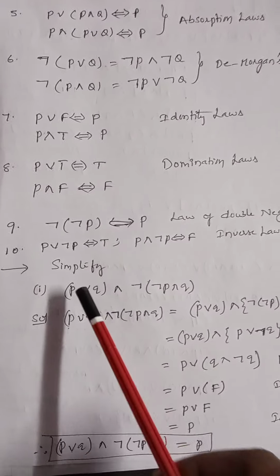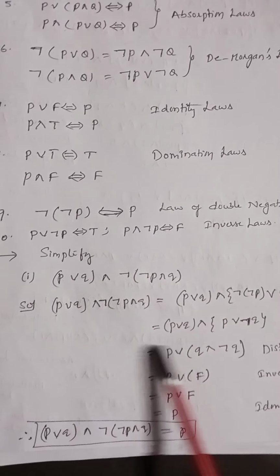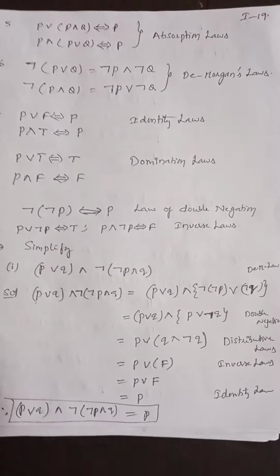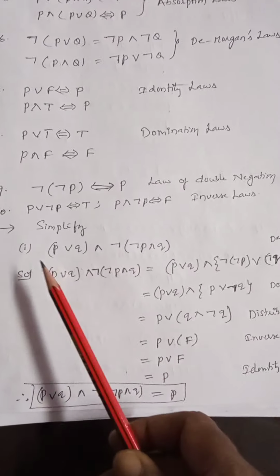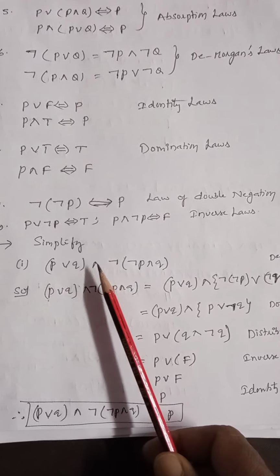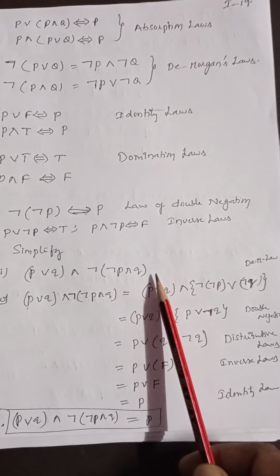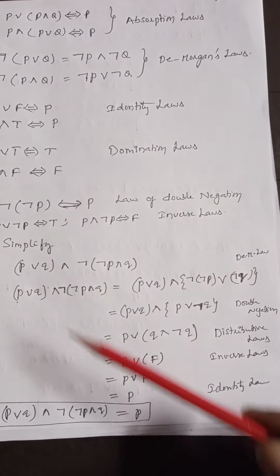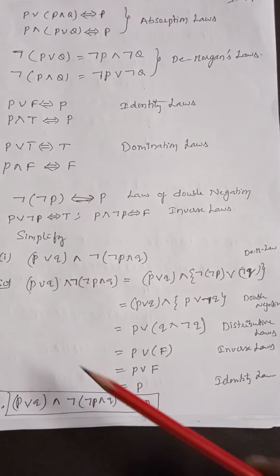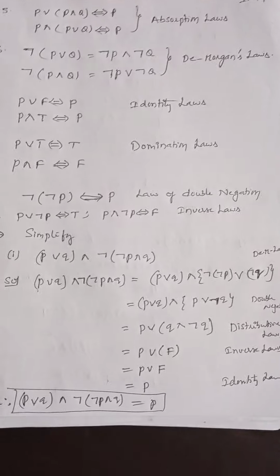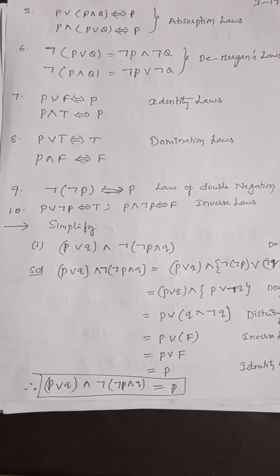Now, simplify the following compound statements by using those standard laws. Now, see, the first one is P or Q and negation of negation P and Q. Right? Now we have to simplify this one by using the distribution, by using the equivalence laws, right?